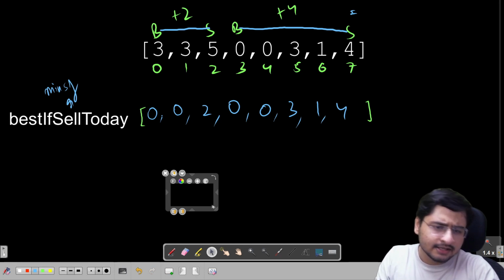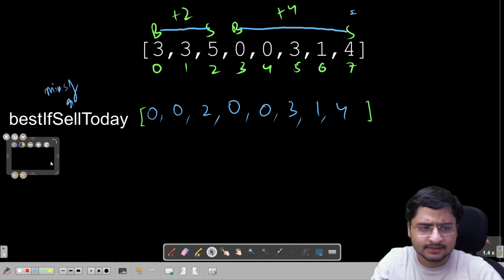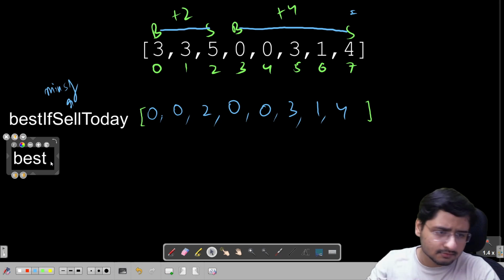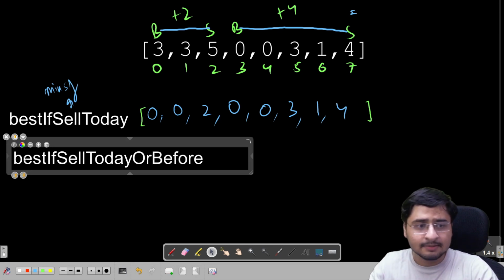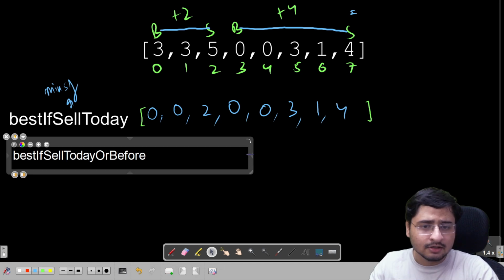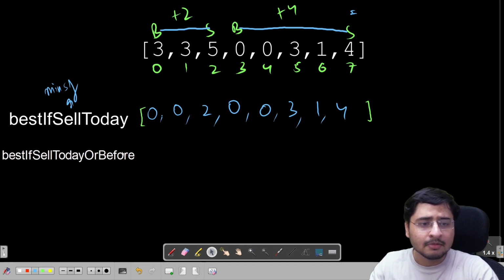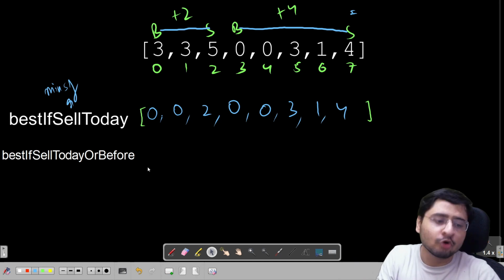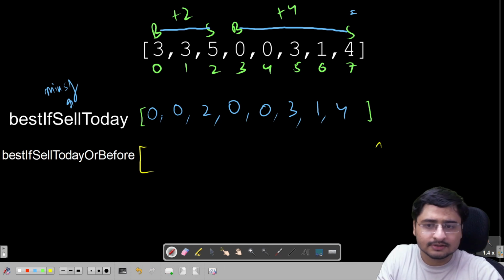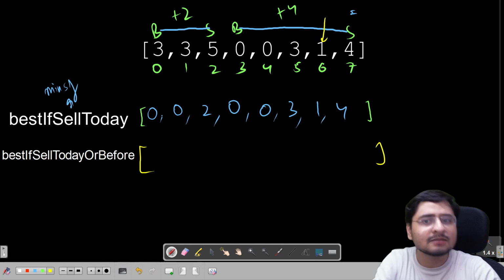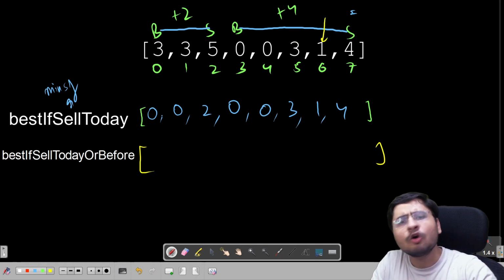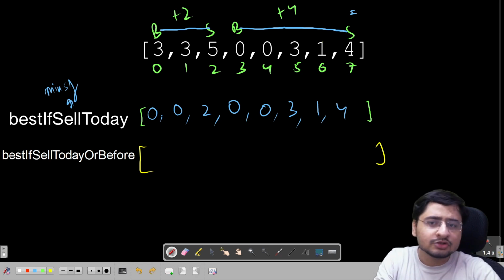I'll create another similar array, and I'll call it, let's say, best, if I sell today or before. This is important, right? What I'm trying to say is, what is the best profit I'm able to make if I'm allowed to sell today or I'm allowed to sell before today? So if you consider this particular case, what is the best 3 is able to make? Let's say, what is the best 1 is able to make if it is forced to sell today or any day before today? If you see this, right?